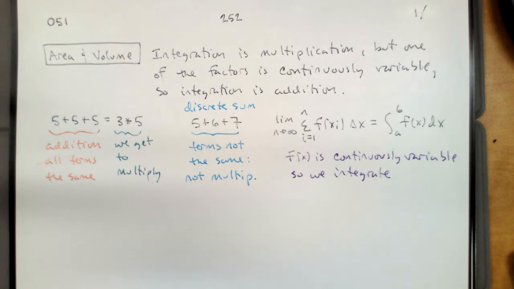Let's think about addition and multiplication and how they're related. When we do addition and all the terms are the same, we get to multiply. It's like, oh, it's a bunch of fives that we're adding together. That's just 3 fives. We get to use multiplication. It's like an upgrade. Everything's the same. We get to multiply. Area is equal to length times width. If the length is constant throughout the entire width, we get to multiply.